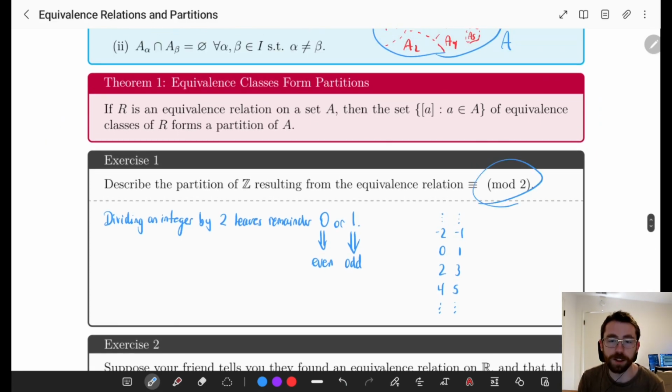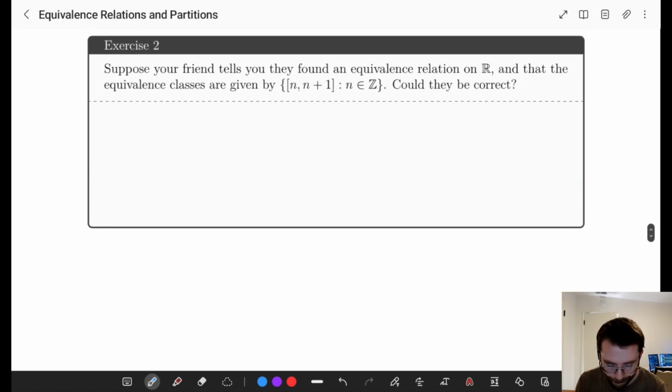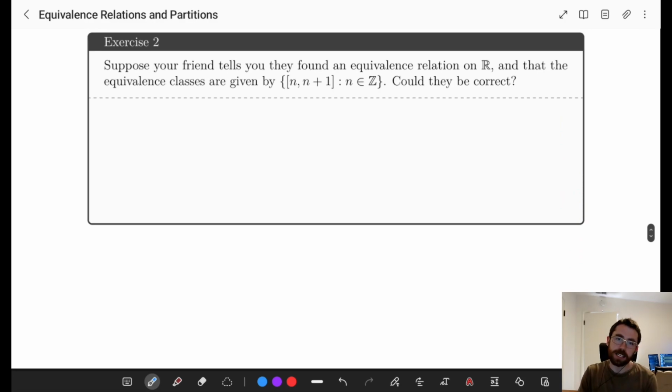Similarly, if I did this mod 3, you would get 3 columns for remainder 0, remainder 1, remainder 2. That's 3 equivalence classes, still partitioning the integers, and you can keep going from there. What if your friend tells you they found a certain equivalence relation on the real numbers, and the equivalence classes are these exactly? Is it possible that they're correct? Or can you guarantee that they're lying?